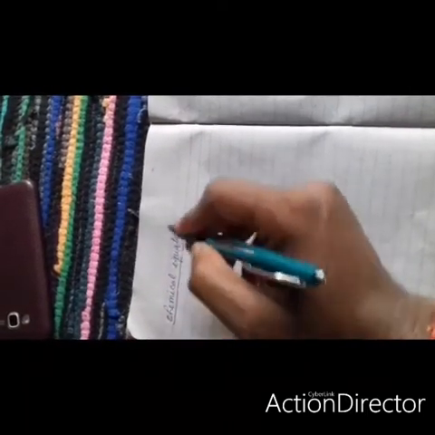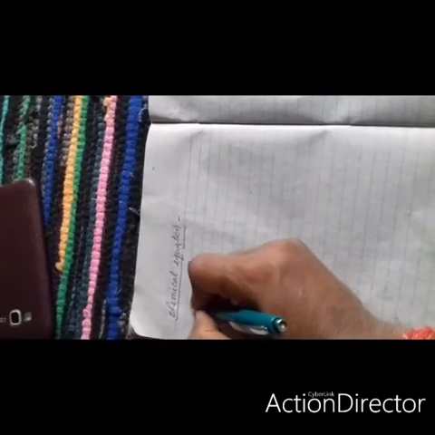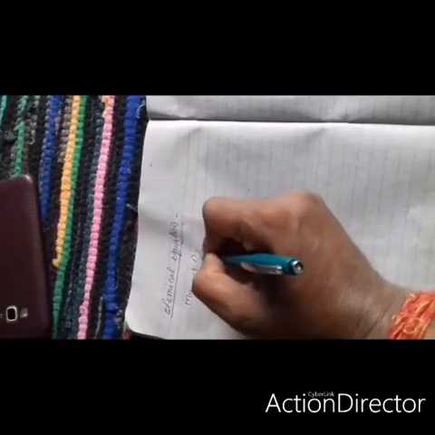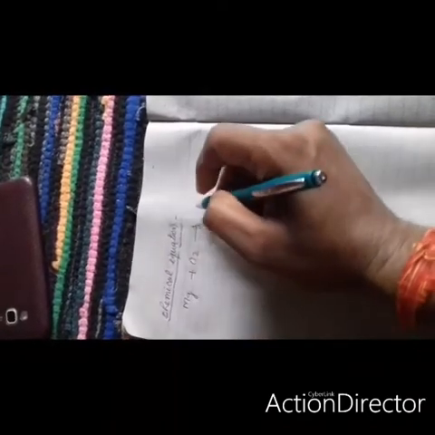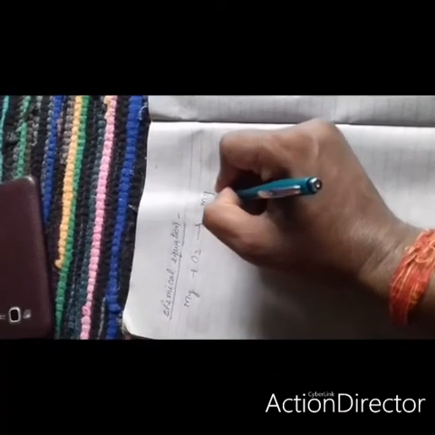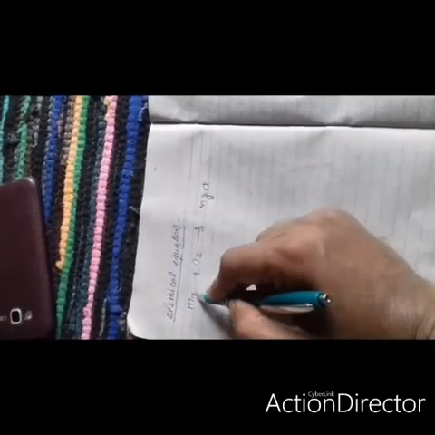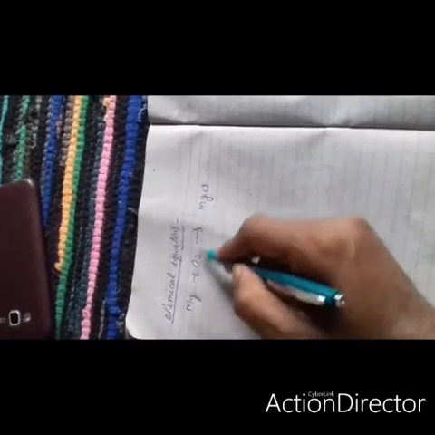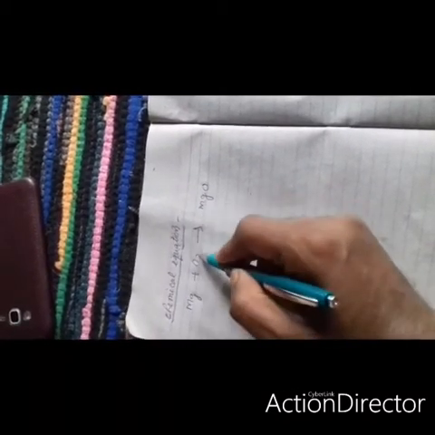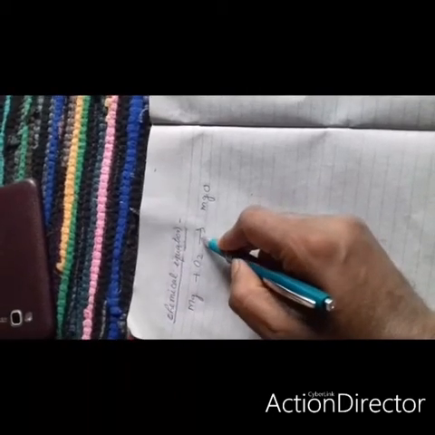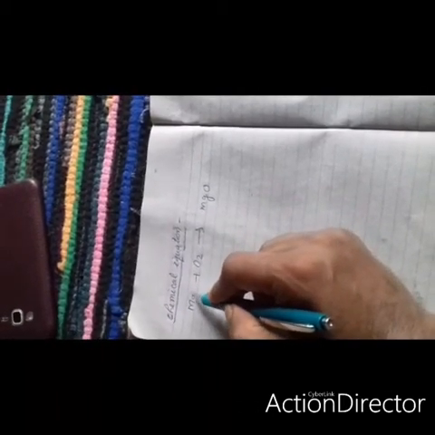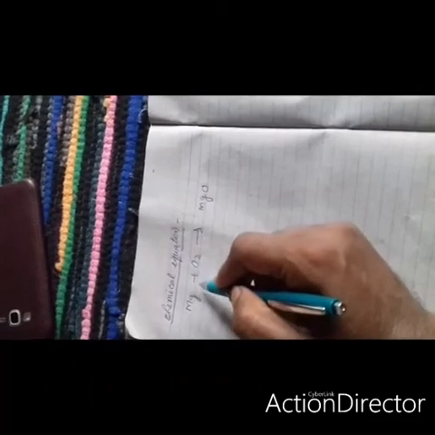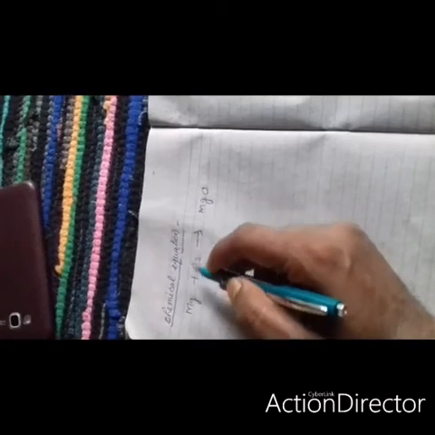Let us take an example. Magnesium reacts with oxygen to form magnesium oxide. This is called a chemical equation. This chemical reaction is known as the chemical equation because the representation of the chemical reaction is in symbolic form and formula.